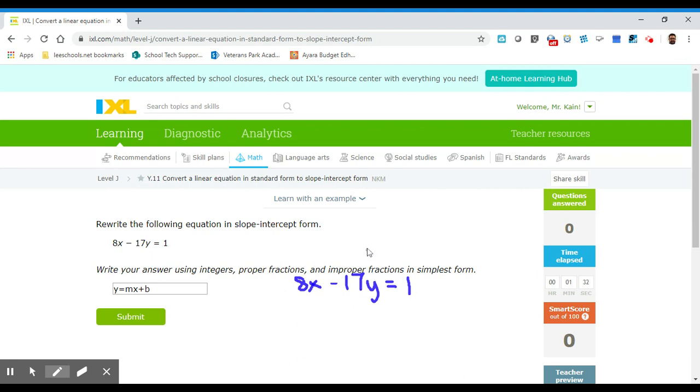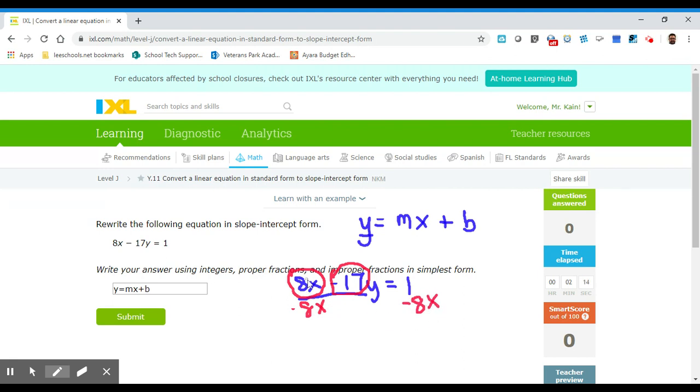So what we need in slope-intercept form, we need it to say y equals mx plus b. So we want to look at what we need to get rid of on this side of the equation so that we just have a y. And what we need to get rid of is this 8x and this negative 17. So we're going to use algebra to get rid of that. To get rid of the 8x, we're going to subtract 8x from both sides.